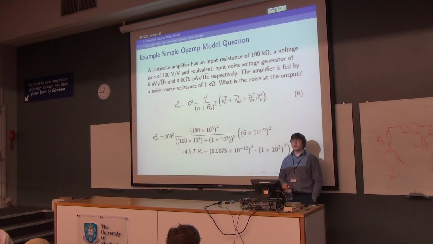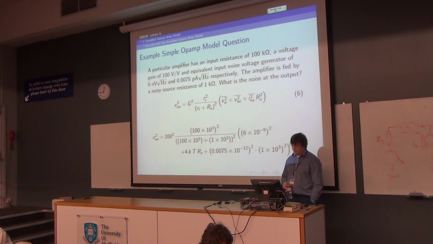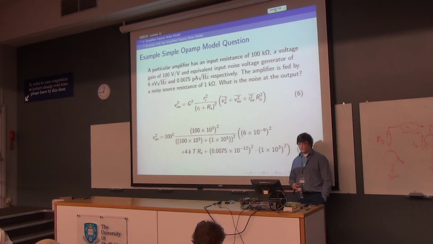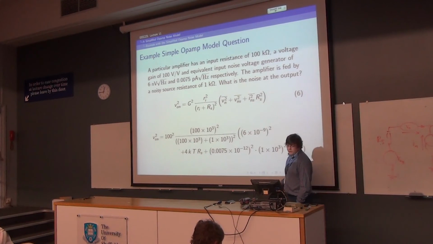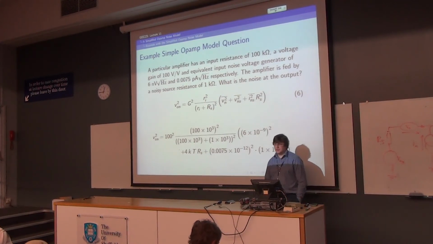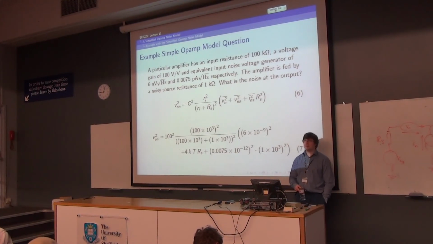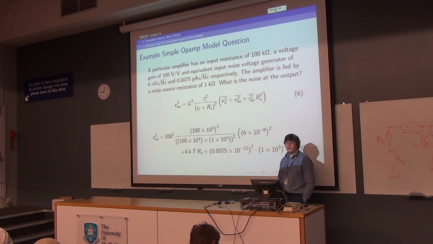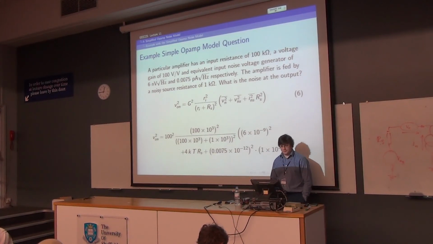Yeah, it's per root hertz in both cases. So input noise voltage Vn, 6 nanovolts per root hertz. Input noise current, 0.0075 picoamps per root hertz. That's jolly small, 7.5 femtoamps per root hertz. Almost nearly nothing at all.